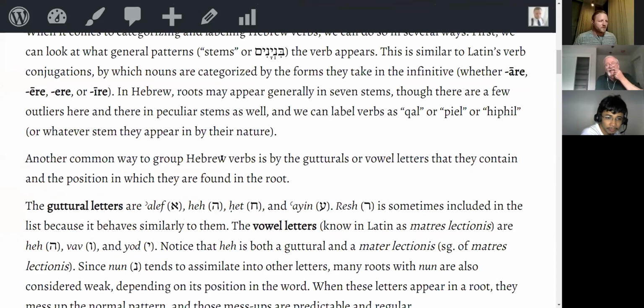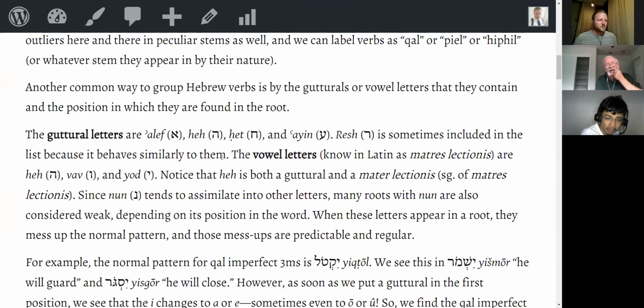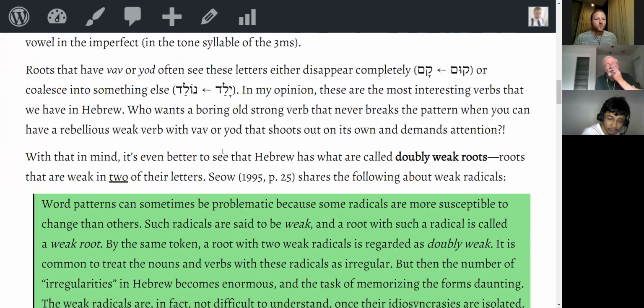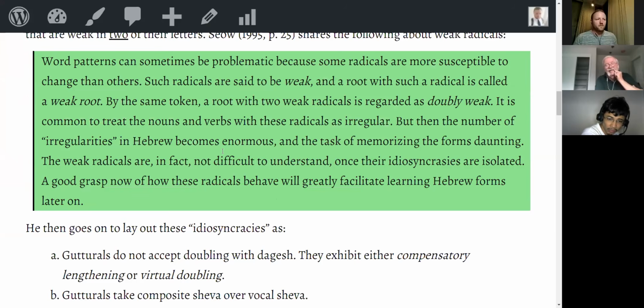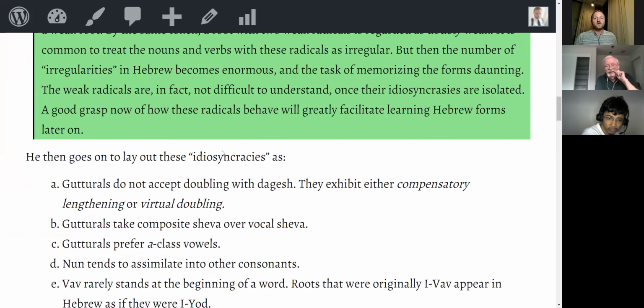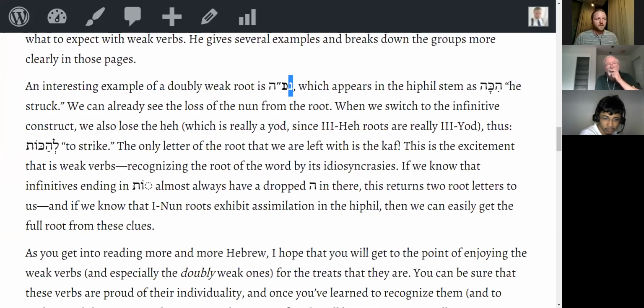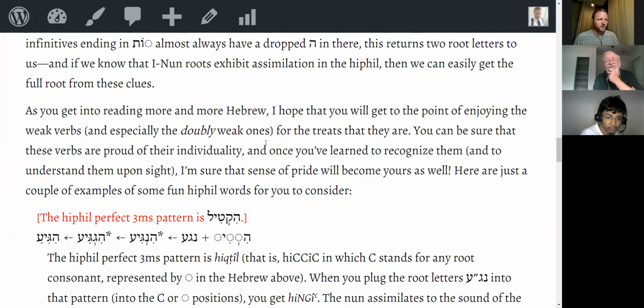So you can read through this later if you want to, but I talk about specifically the changes that some of the roots go through, especially the ones that have two weak roots in them, which is doubly weak. They've got one at the beginning and one at the end, which most of the time is a nun at the beginning and a hey at the end. Like this root naka, nun kaf hey, actually is in the hifil hika, like he struck or he hit, lakot, to strike.